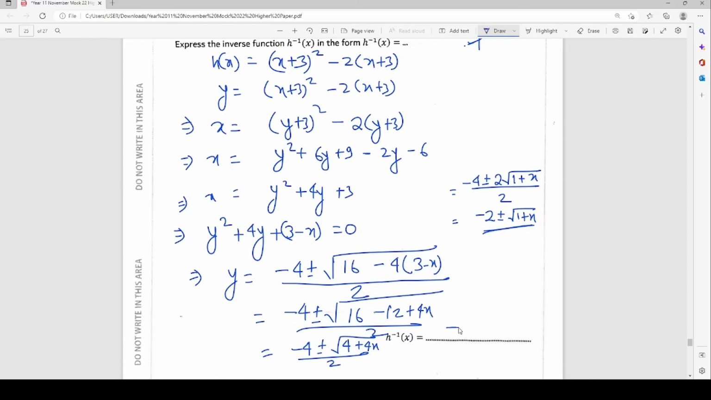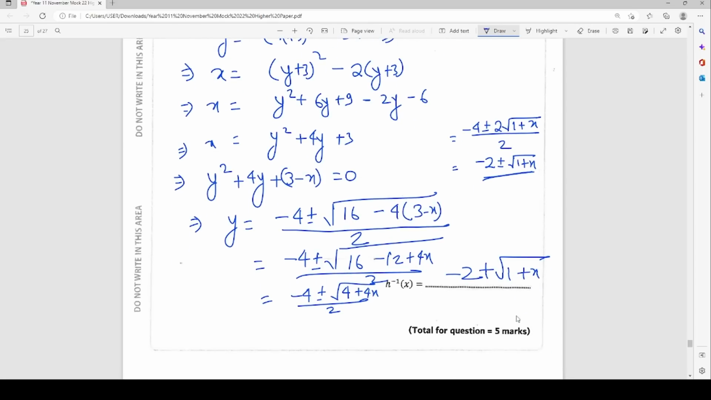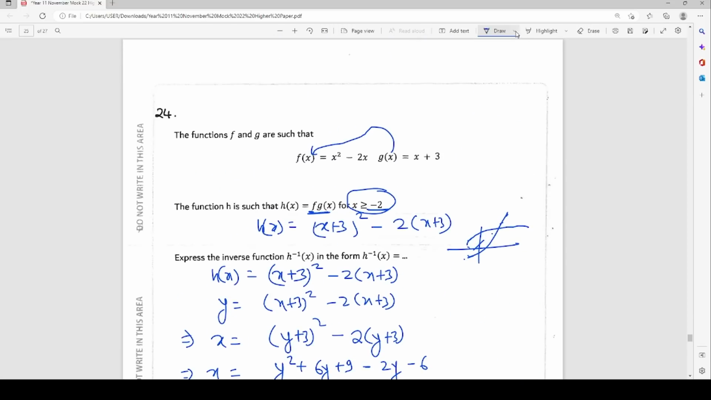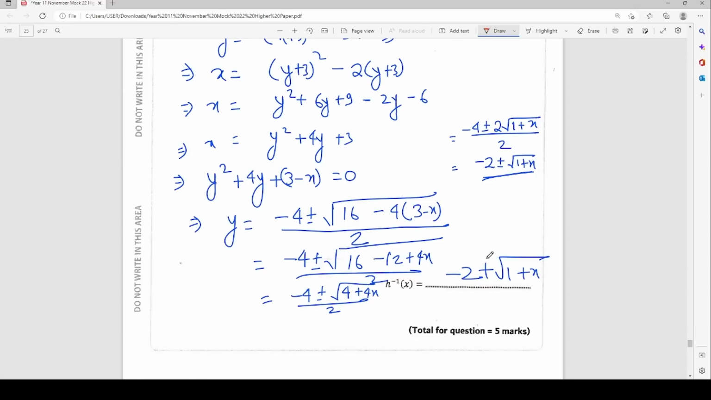So my answer should be minus 2 plus root under 1 plus x. That's what my answer should be. I can't write plus and minus, because if you write plus and minus, you are actually writing something which is not a function. It will fail the vertical line test. If you draw a vertical line, it will actually meet twice. So in order to ensure that it is a function, we have to write only the plus root.